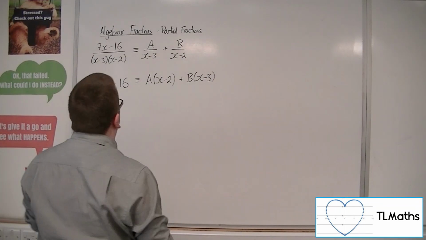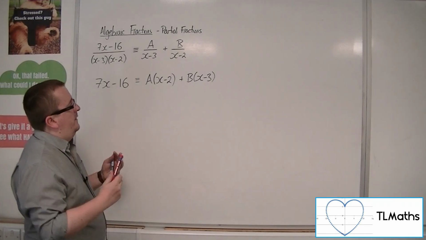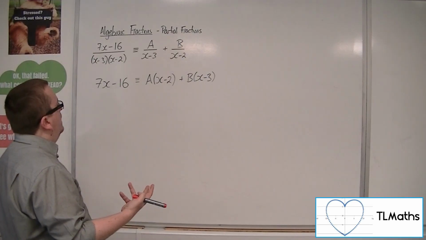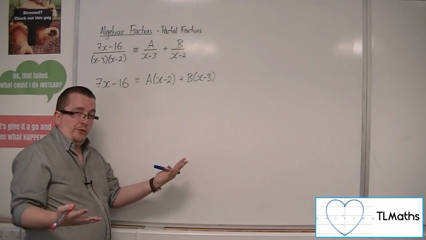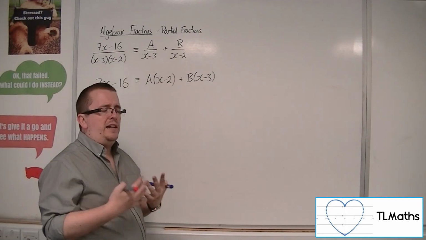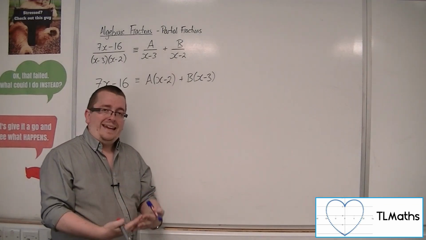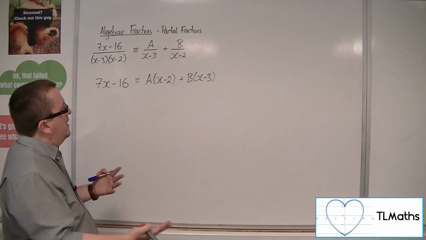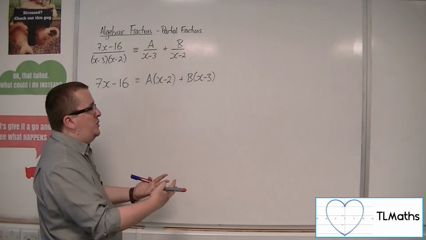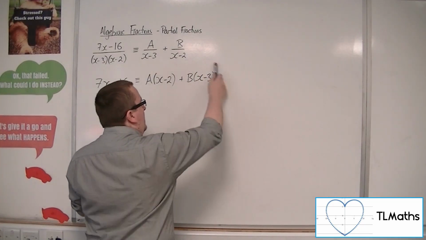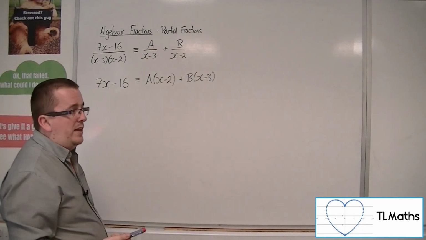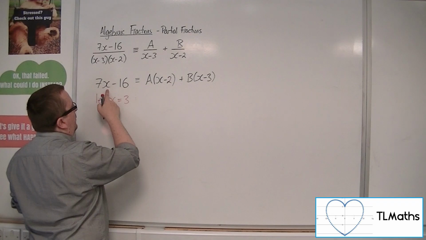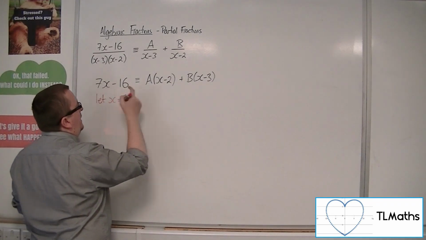So, the method of substitution says that if the left-hand side is precisely the same as the right-hand side, and that must be true for all values of x, then I should be able to just substitute in values of x. It won't change anything. But I can substitute in values of x to make this simpler for myself, because I need to work out the values of a and b. So if I substituted in 3, for example, it'll eliminate that bracket for me, because I'll have 3 take away 3, which will make 0. So if I let x be 3, then I get 7 lots of 3 is 21, take away 16 is 5.